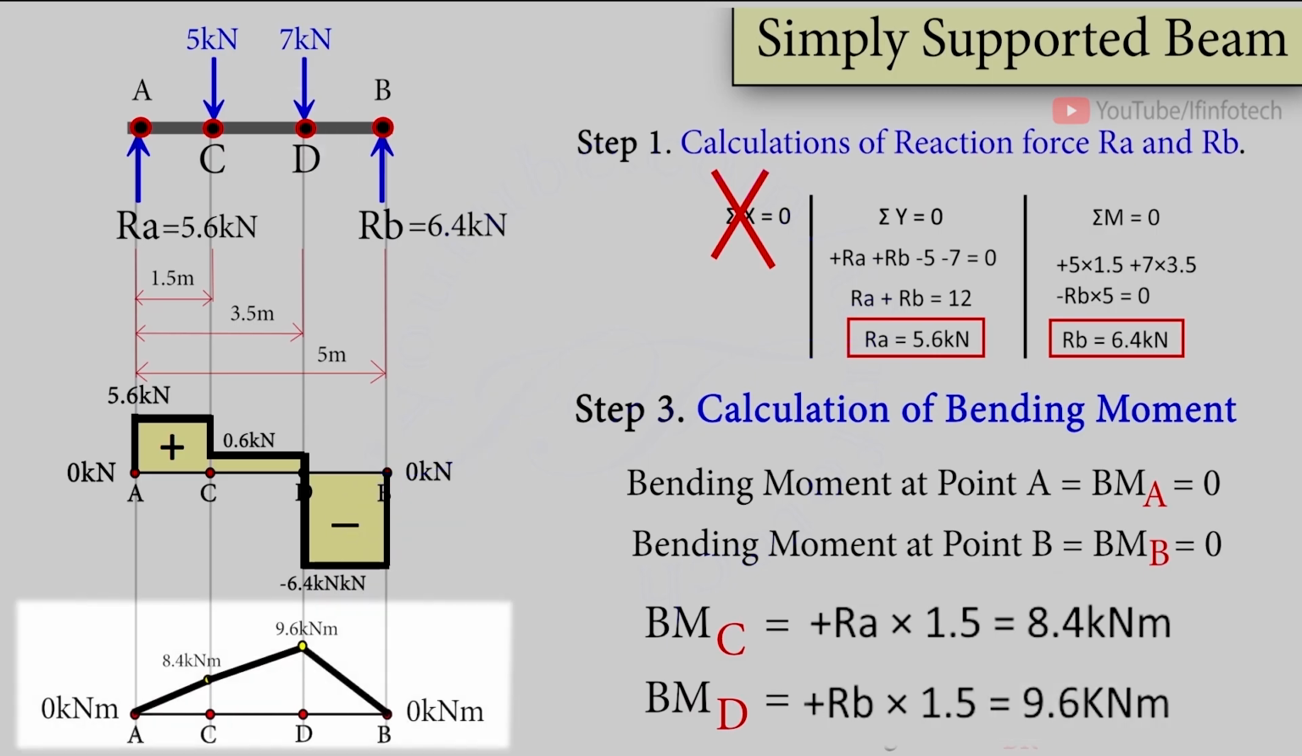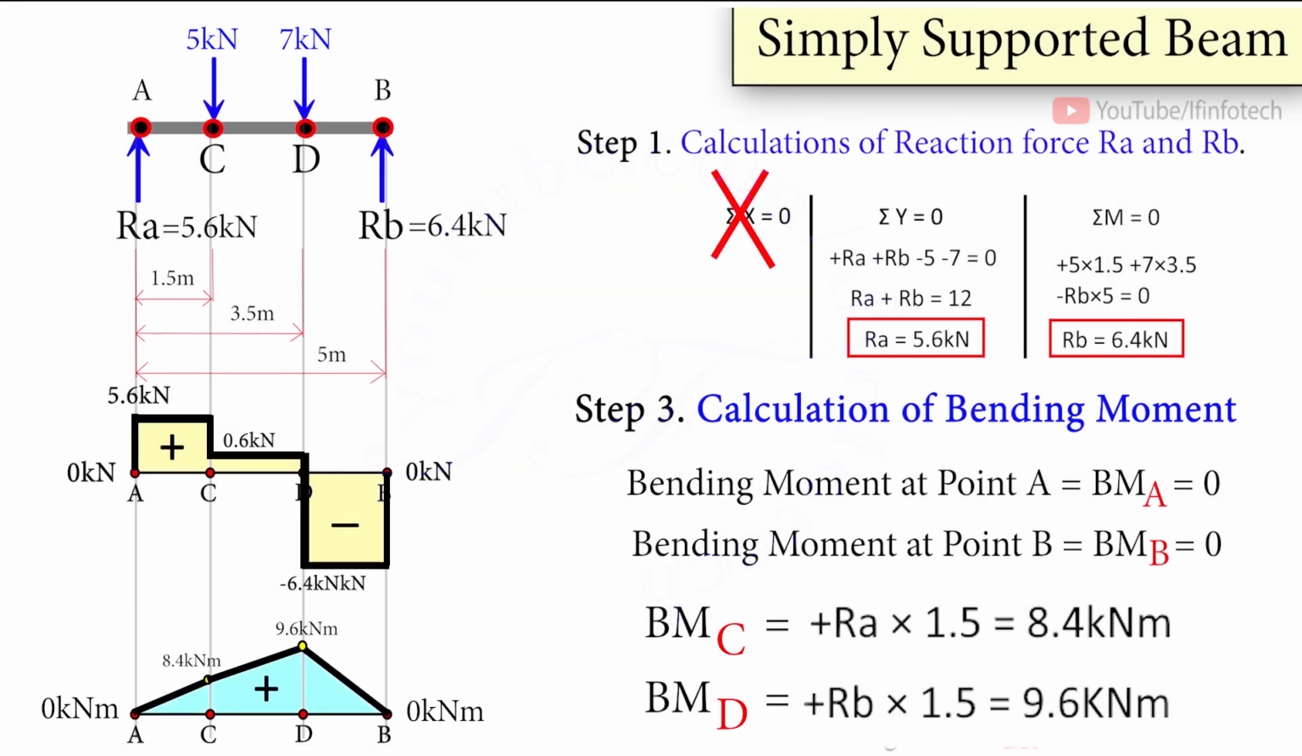Now since I can see this bending moment diagram is drawn above the reference line, all the values of bending moment are positive. I will show this by plus sign. So here we have completed the shear force and bending moment diagram.